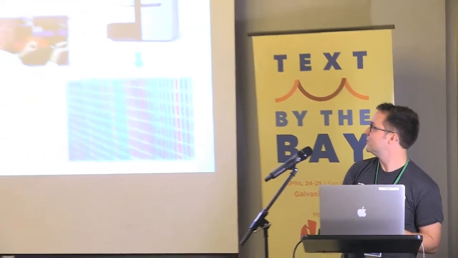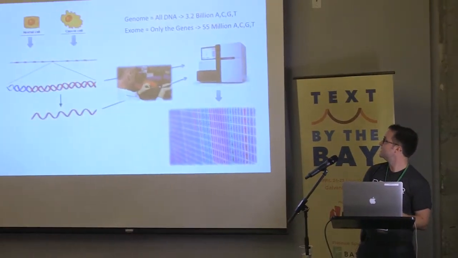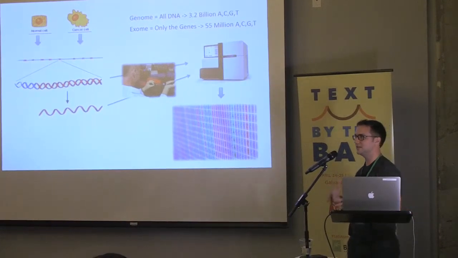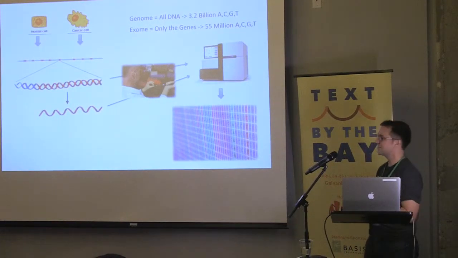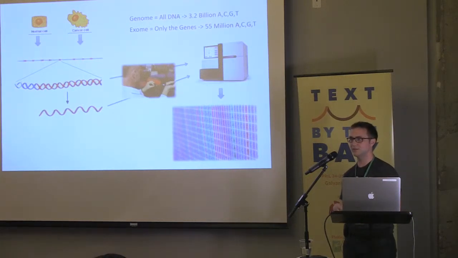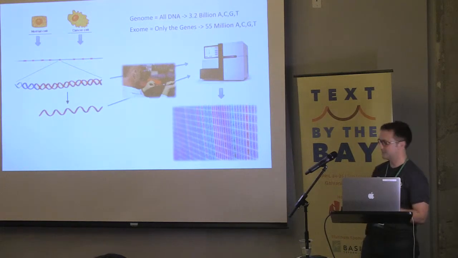So we extract specifically the exome, which again is the 1% of the genome that actually gets turned into proteins. And we extract the RNA, and we throw this into a sequencer. So this is about 55 million A's, C's, G's, and T's that we extract for one copy of the exome, but we have to sequence it many, many times over so that we're really confident in our observations, and for a couple other reasons I'll get to in a minute.